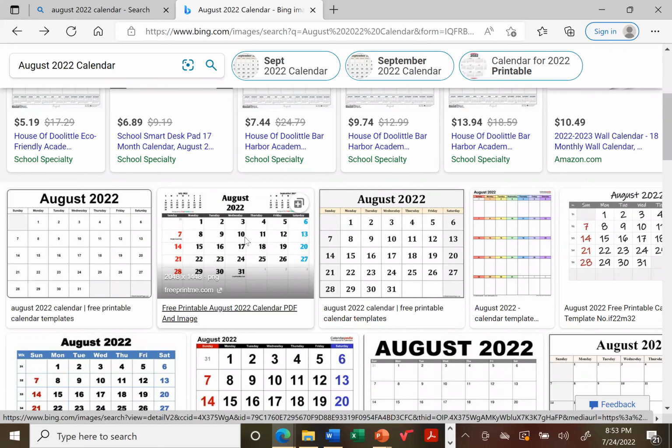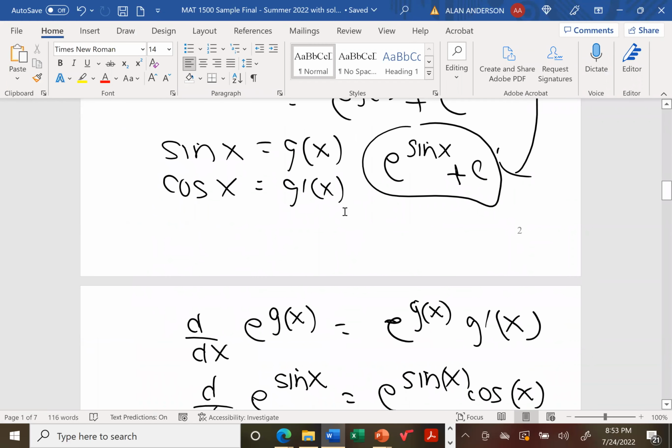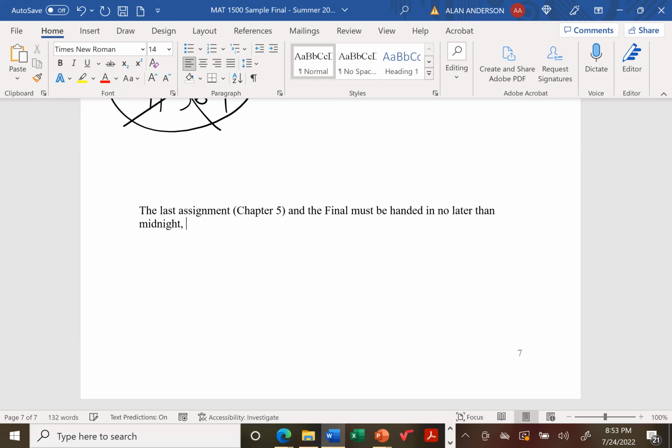All right, so here's what we're going to do. Everything that isn't done yet will need to be done by Monday the 1st. Okay, because the school is very rigid about the cutoff point for the grades. So the last assignment, which is chapter 5, I believe, and the final must be handed in no later than midnight, August 1st. Only to make sure that you get your grades on time.